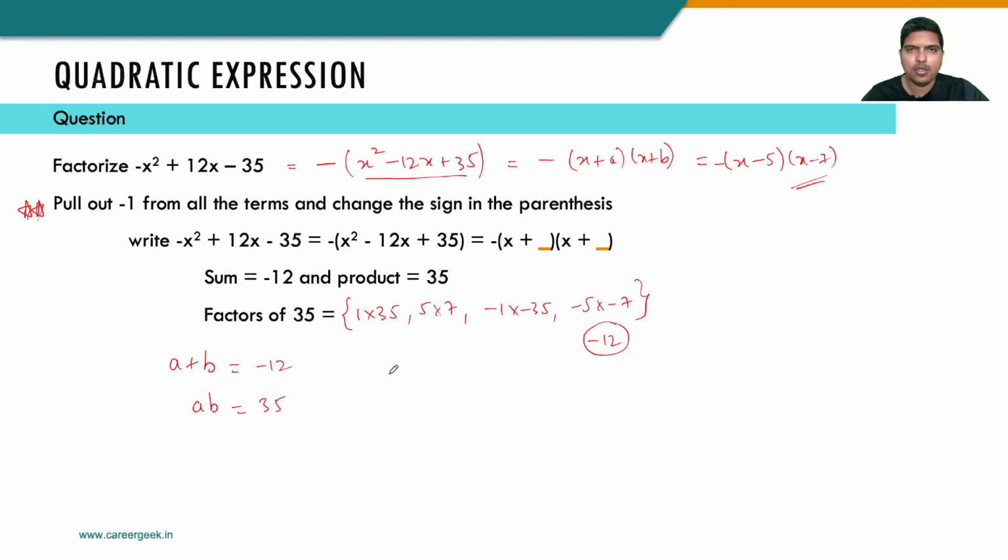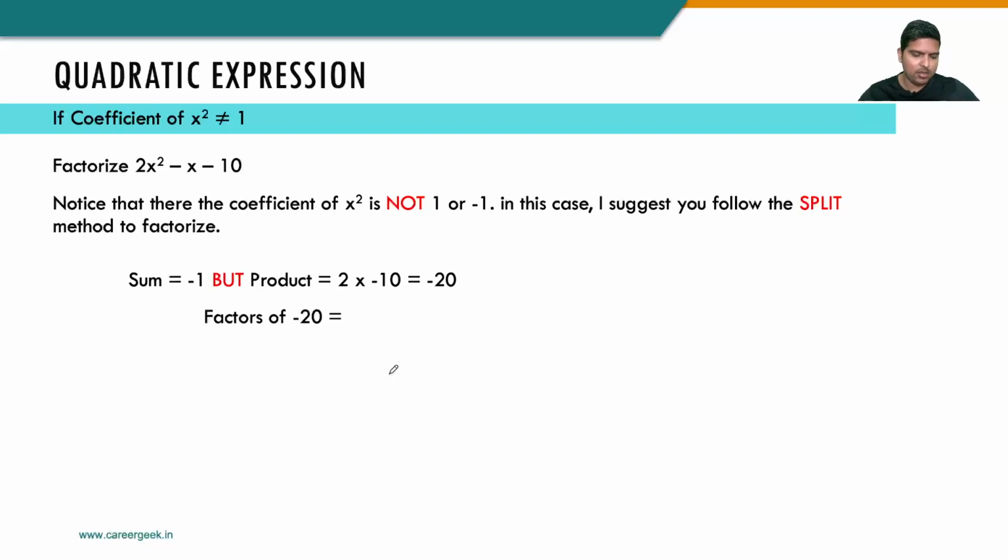Okay, so this is when you have a negative sign, -1. Now, what if the coefficient of x square is not 1 or -1? What will happen? If the coefficient of x square is not equal to 1 or -1, I suggest you follow this split method. I'll explain what the split method is. Split method is basically splitting the middle term.